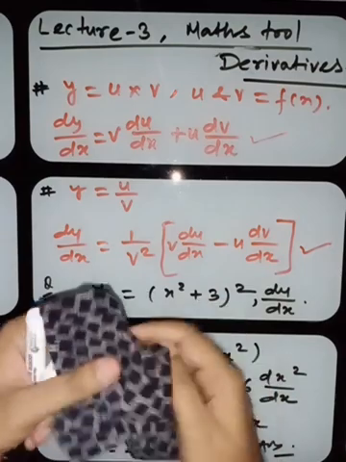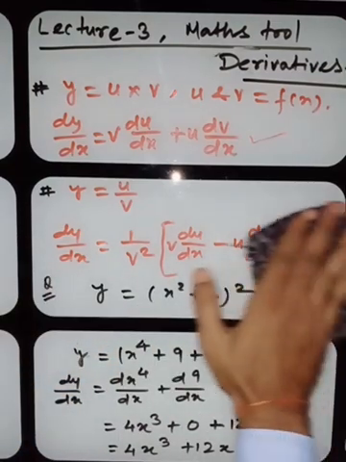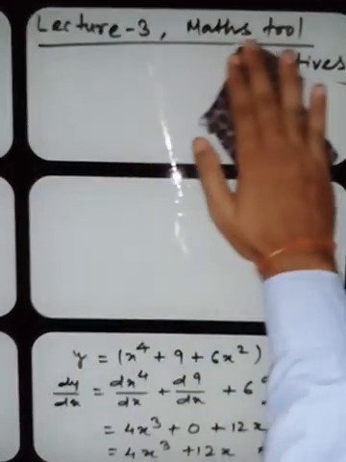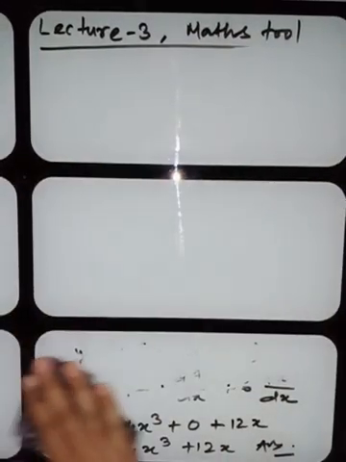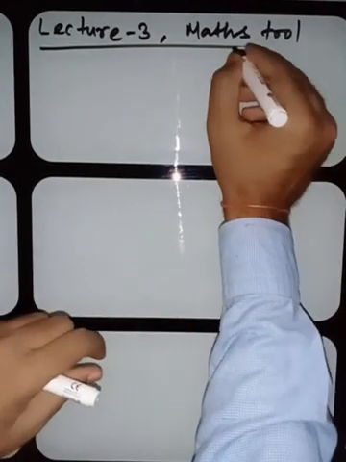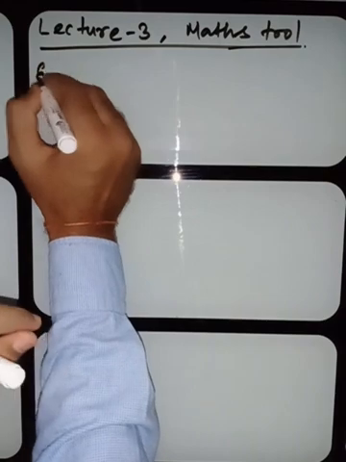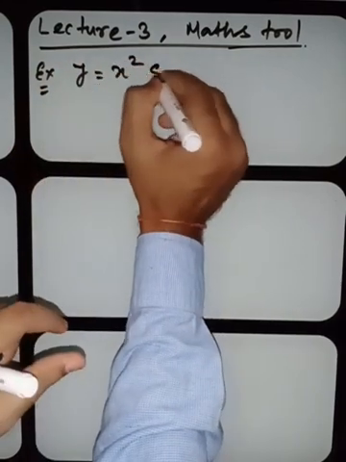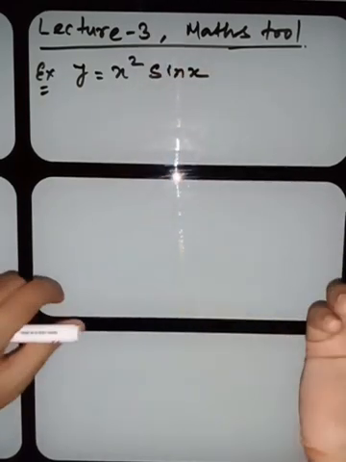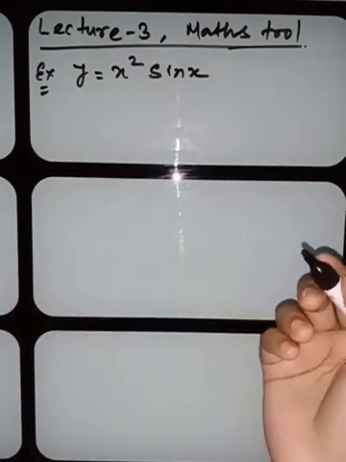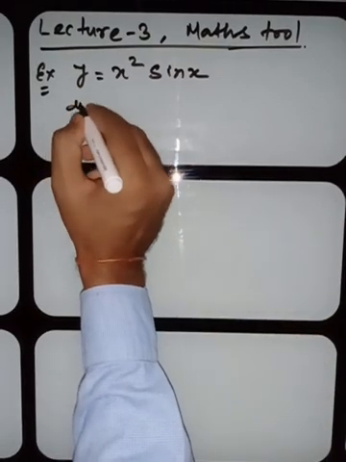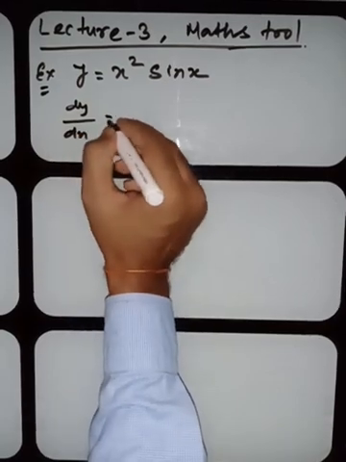All right, now the next question. How will you differentiate this one? This is another example. y equals x square sin x. How will you differentiate this one? So I'm giving you the solution, dy by dx.